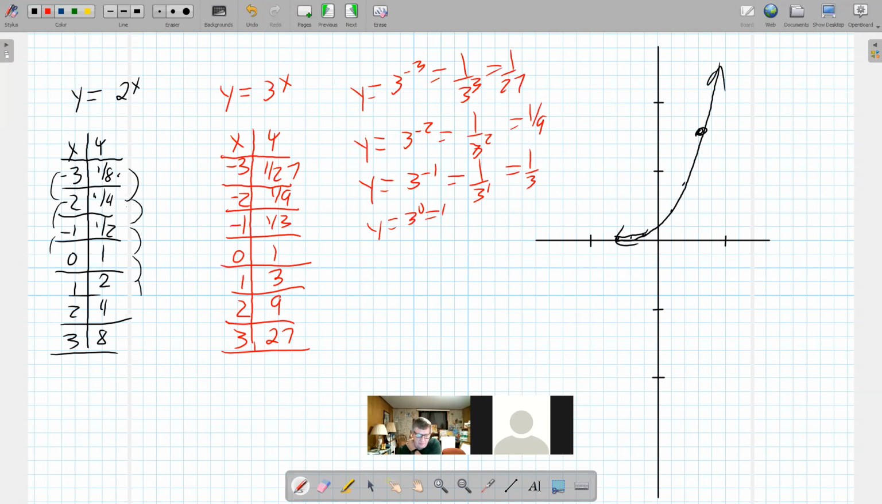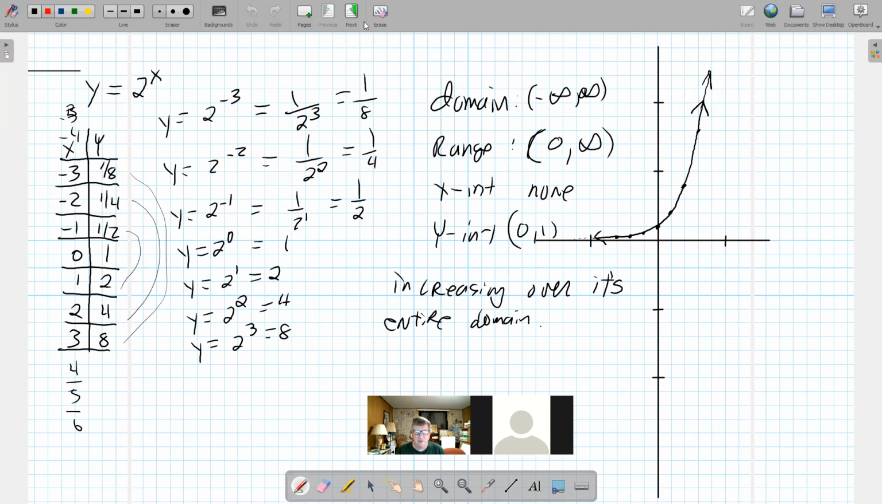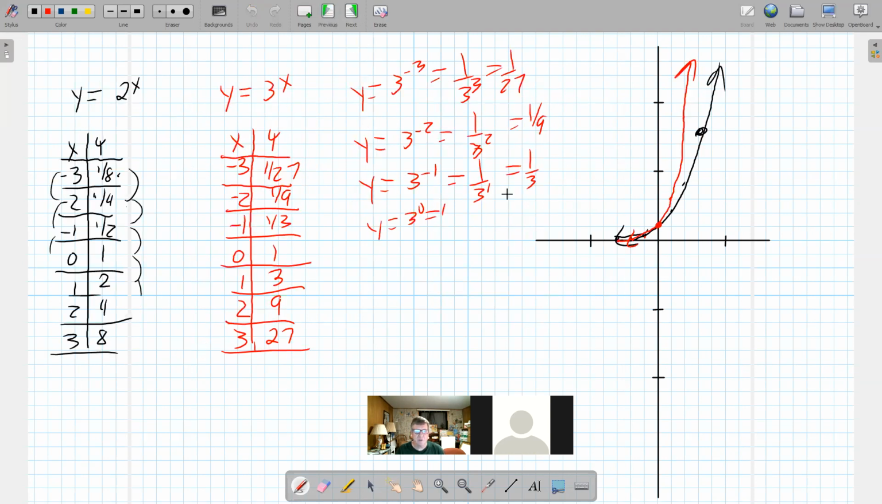Instead of them doubling, they're tripling, aren't they? Over here we're below, but then we've got this, and this, and this. So what about the characteristics? Well, the domain is still all real numbers. The range is still greater than 0. There are no x-intercepts. The y-intercept is at (0, 1), and it's increasing over its entire domain. So basically, all of these characteristics still work. But notice, because it's tripling, it grows more rapidly.